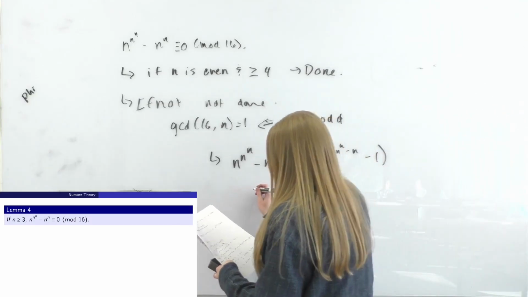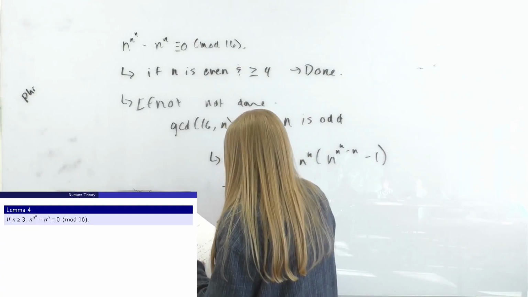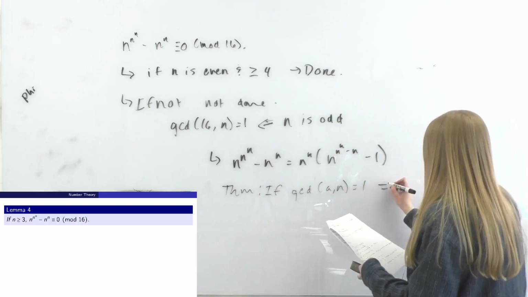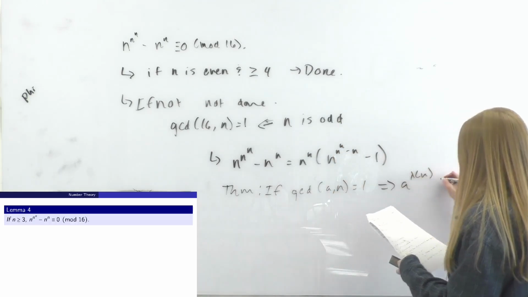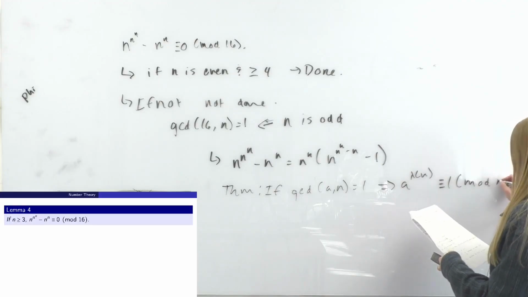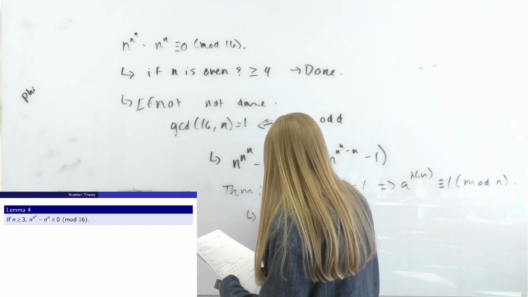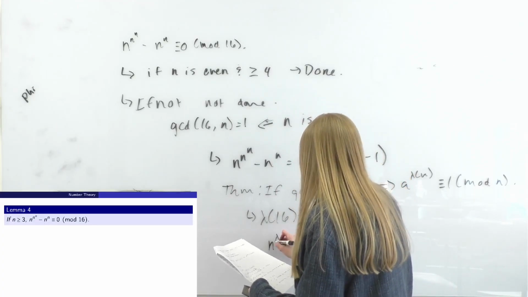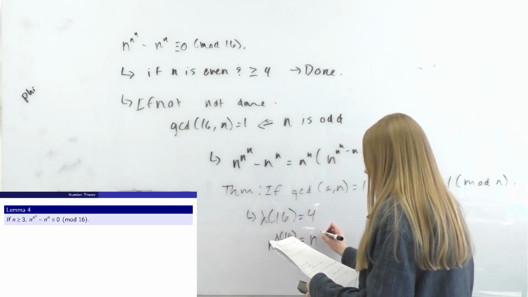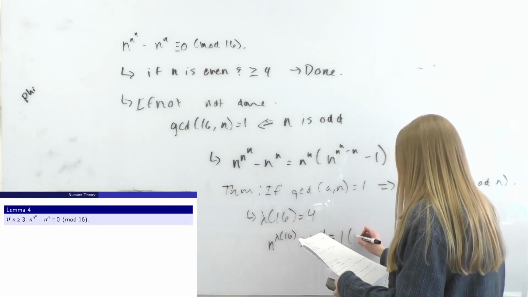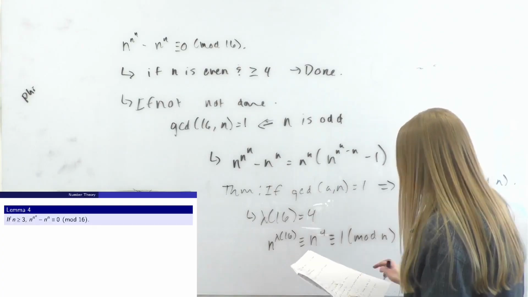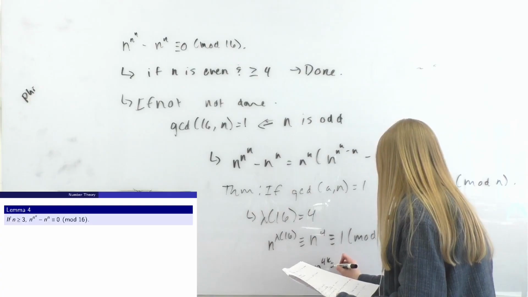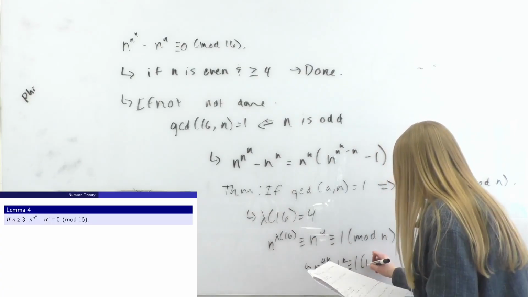So the theorem that goes with that is that if the GCD of a and n is 1, we know that a to the lambda of n is congruent to 1 mod n. For 16, lambda of 16 is 4. So we see that n to the lambda of 16 is congruent to n to the 4, which is congruent to 1 mod 16. We could raise both sides to the power of k, so n to the 4k is congruent to 1 to the k, which is congruent to 1 mod 16.